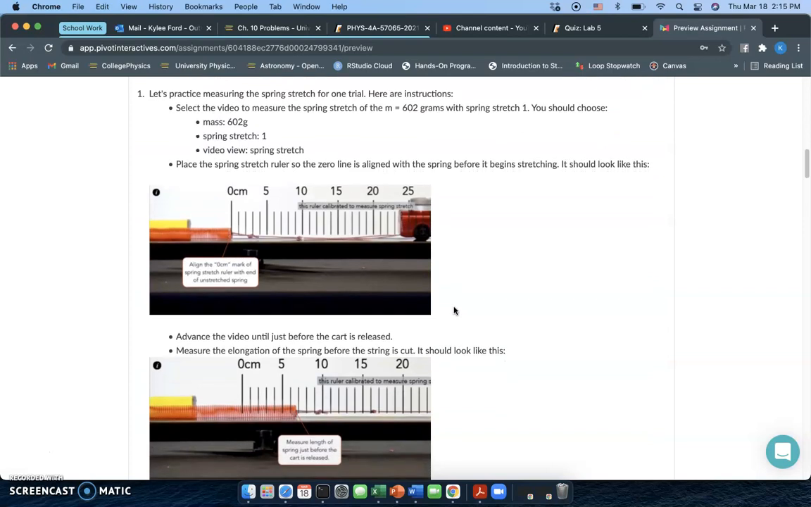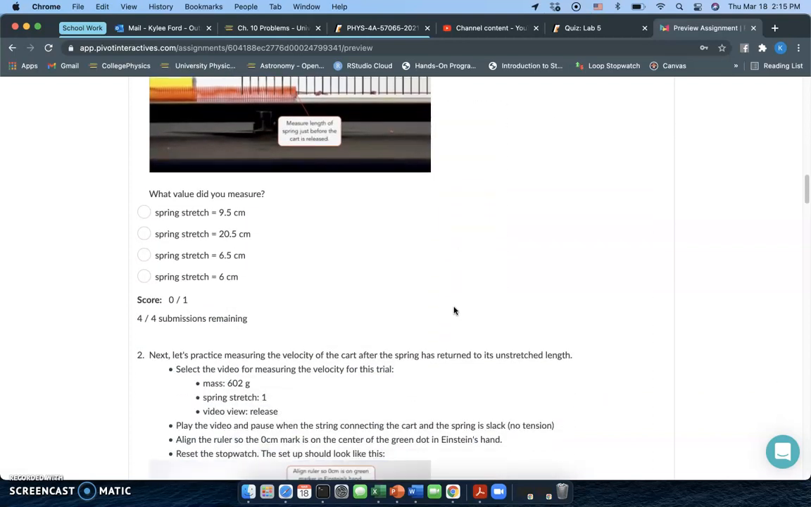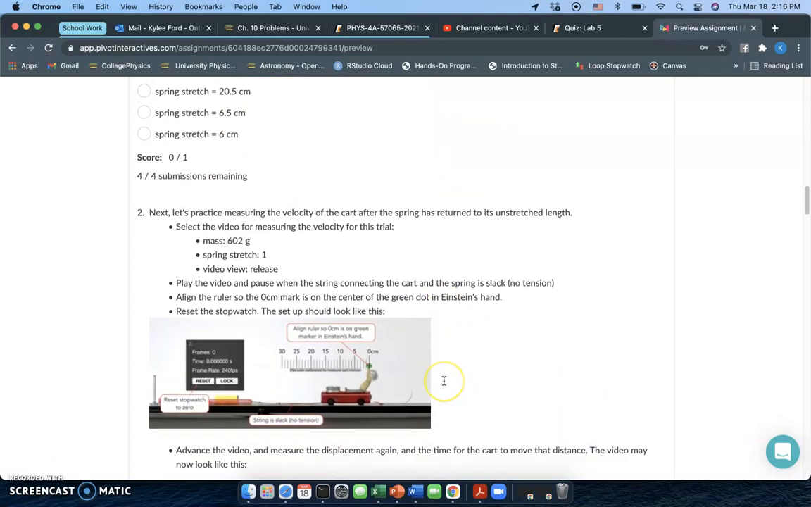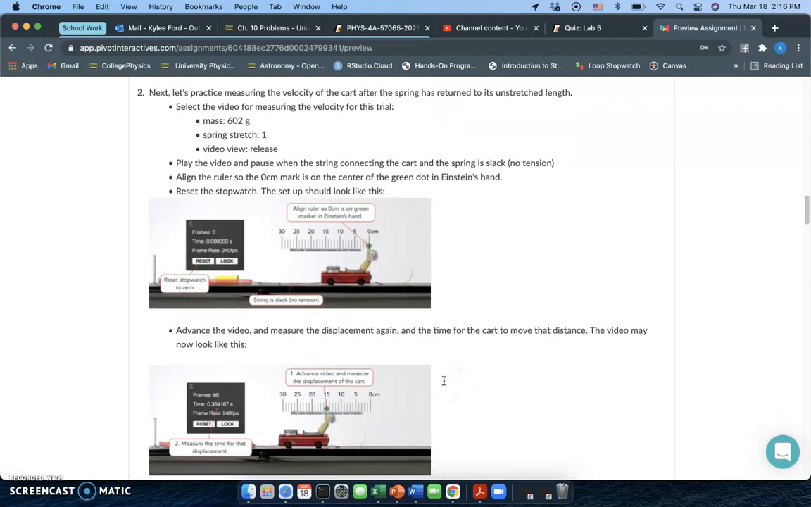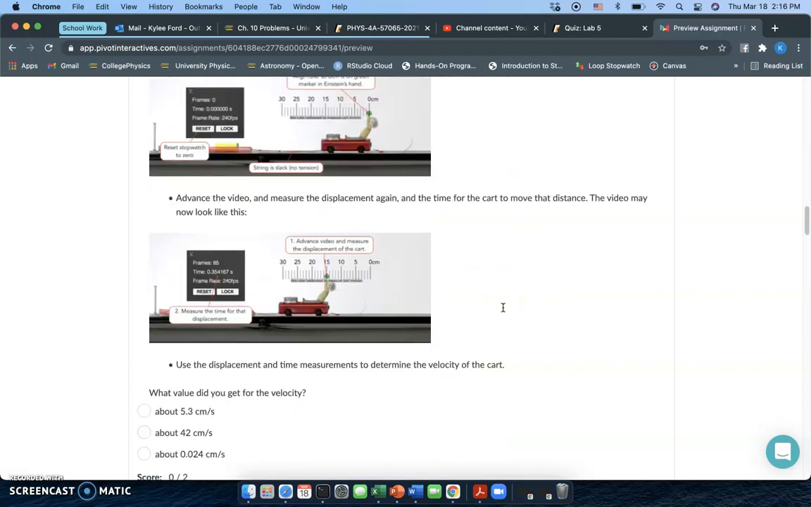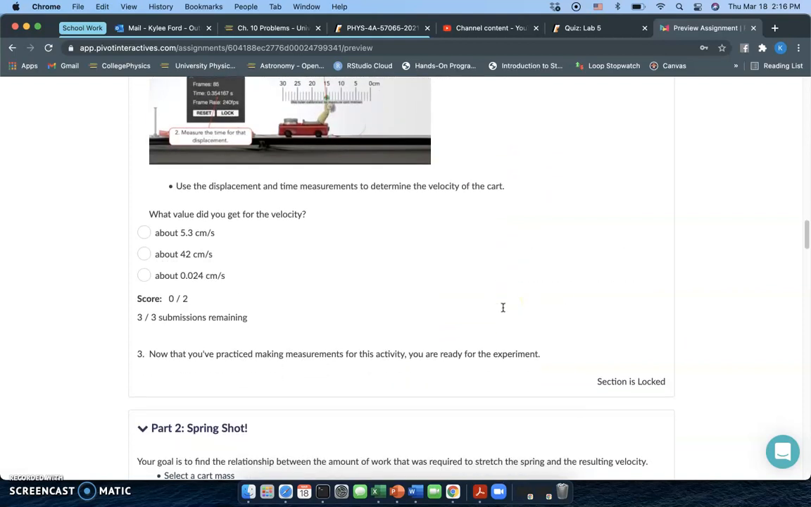It tells you exactly what these different components are that you're measuring. Like the spring stretch is how far that spring stretches, and you practice measuring that. We also have the velocity that it wants you to determine. You can follow these instructions to calculate the velocity, and once you've done that, you can move on to the experiment portion.